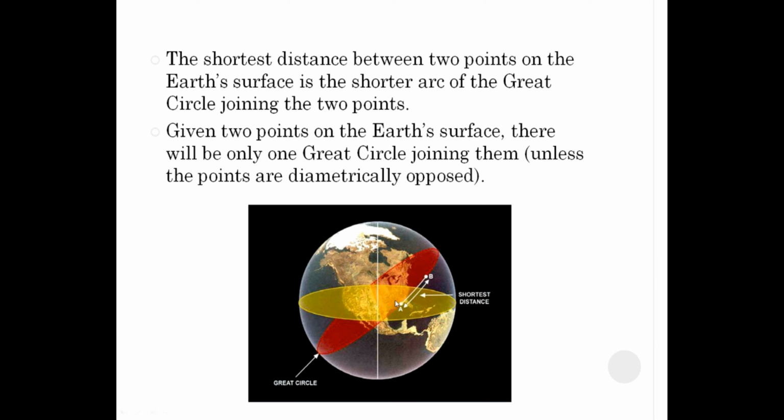Why? Because whenever you go from point A to B, you always look for the shortest possible distance, which can save your time, fuel and such things, right? So given 2 points on the earth's surface, there will be only one great circle joining them. Definitely there will be only one great circle between 2 points over the earth's surface, unless the points are diametrically opposite.